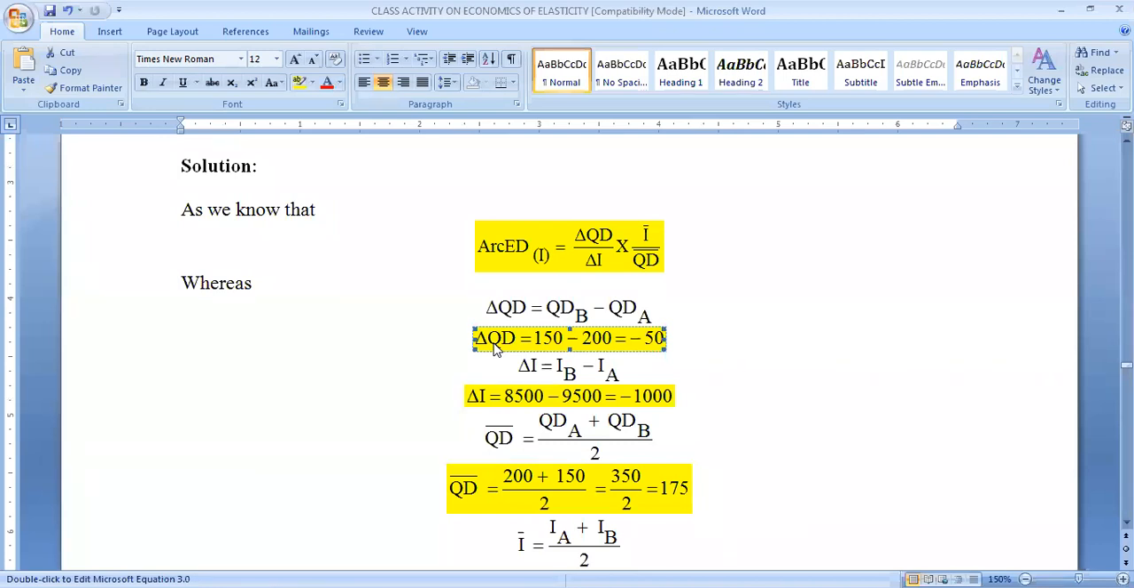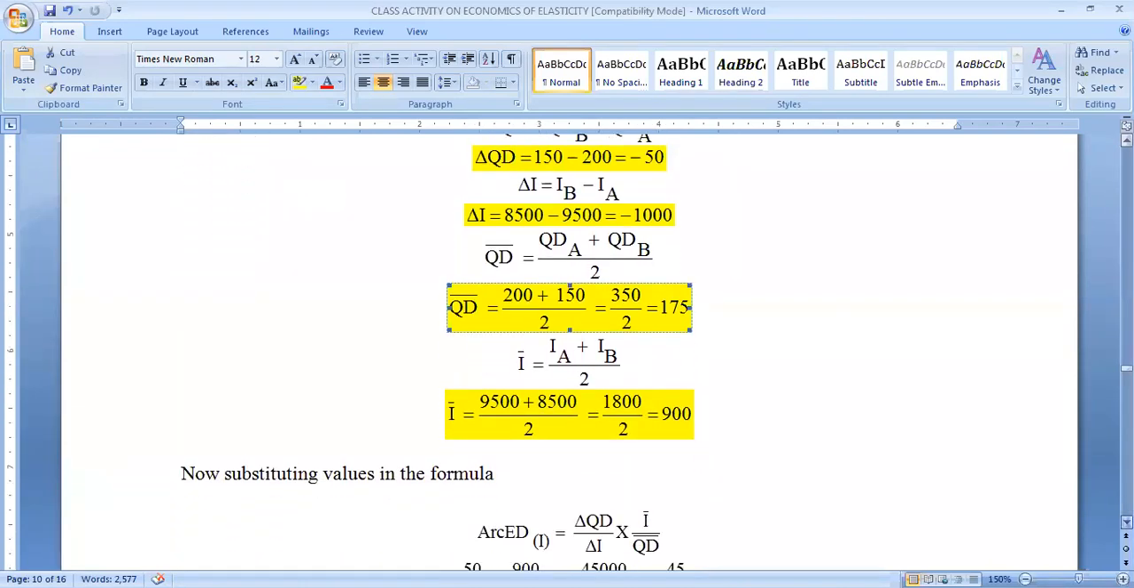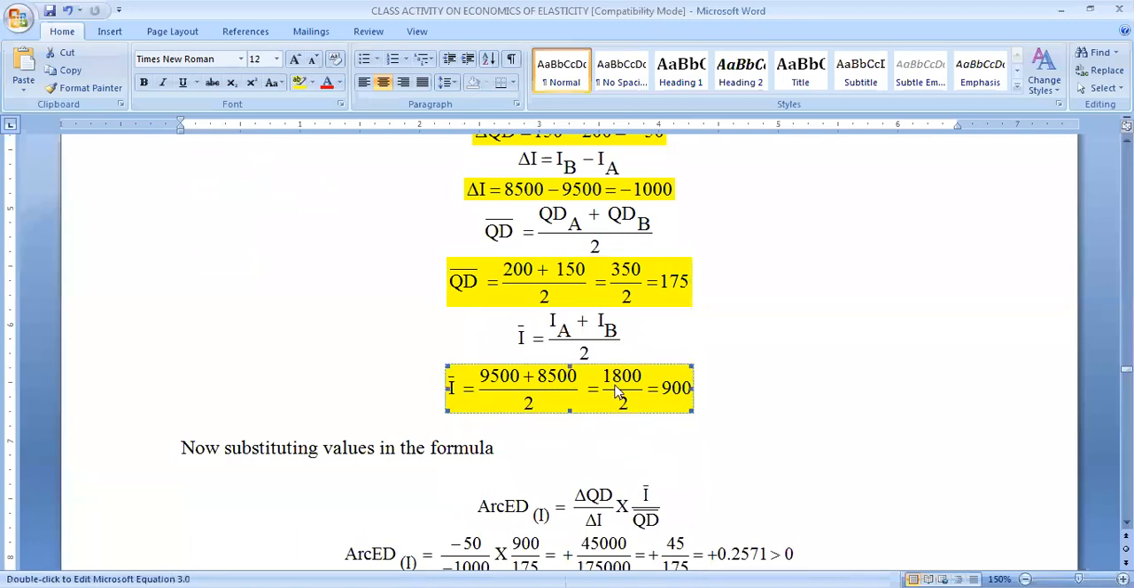Now let's move towards the fourth component, which is I bar, and the formula is income at point A plus income at point B, divided by 2. Income at point A is given as 9500, income at point B is given as 8500. The sum is 18000, divided by 2. The answer is, when 18000 is divided by 2, the answer becomes 9000, right? You can see from here, which is highlighted. So this is the fourth component.